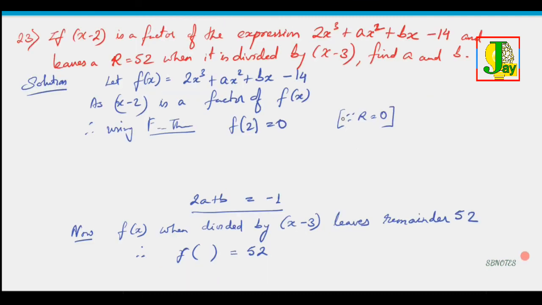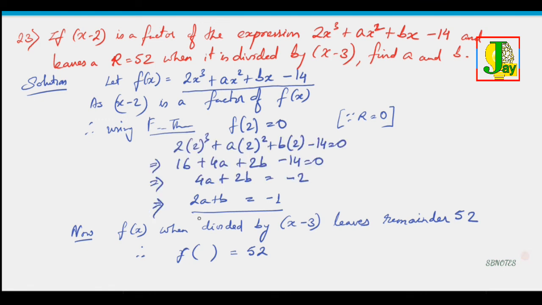Now here in this question we just have to find the values of a and b. We don't have to factorize the polynomial. So the polynomial is 2x cubed plus ax squared plus bx minus 14. So x minus 2 is a factor of f(x), and hence using factor theorem we get f of 2 equals 0. The remainder is 0. So I just put the values and find out. So we get 2a plus b equals minus 1.